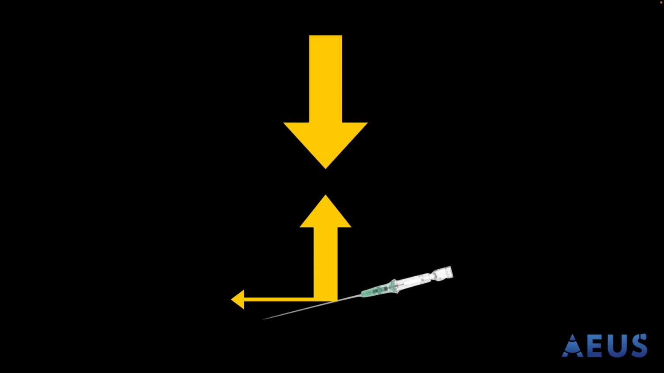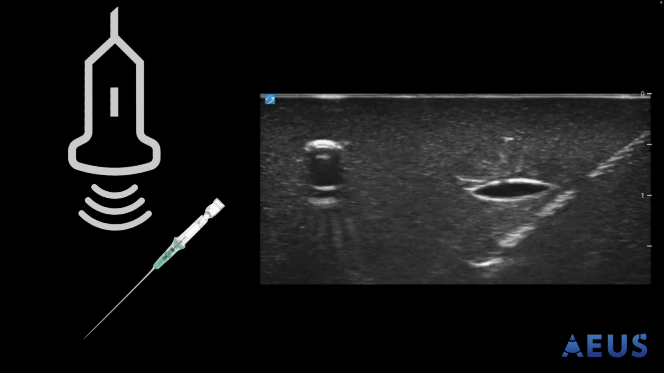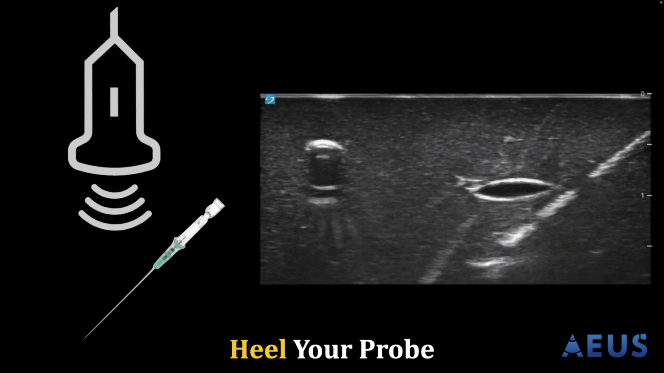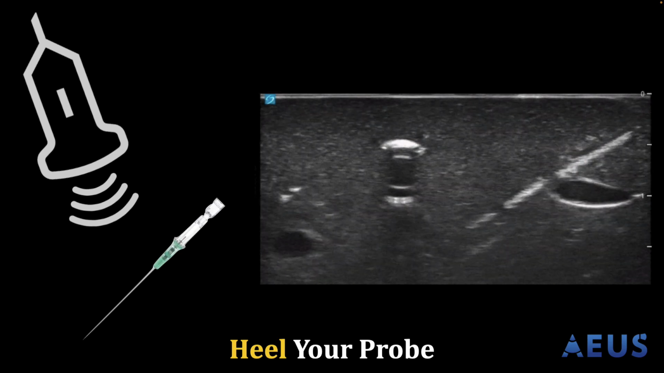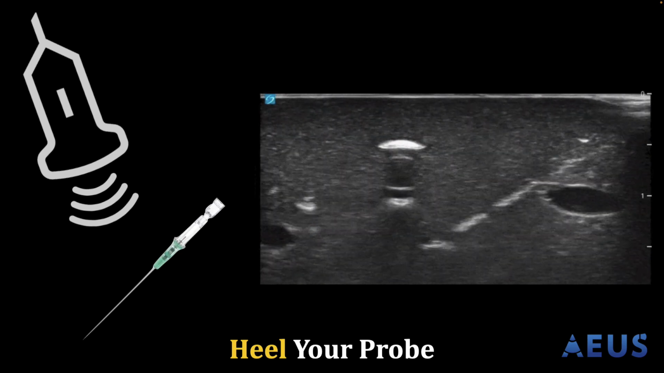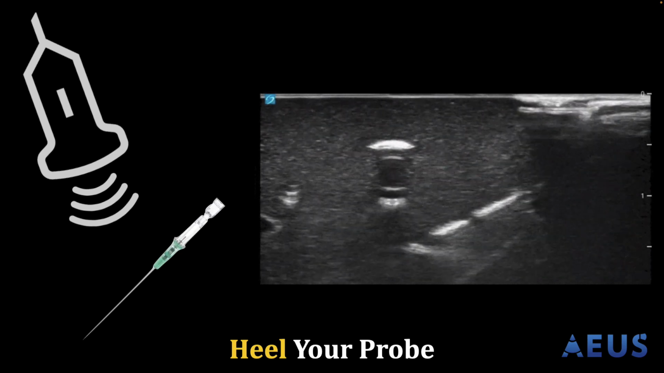There are a variety of techniques that can help improve needle visualization when using in-plane guidance. One strategy is to heel the probe by rocking it to angle the ultrasound beam more perpendicular to the needle. As you can see in this clip, this is tough to do without lifting off of the skin and losing contact.